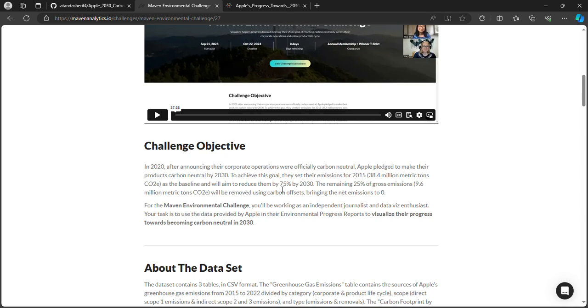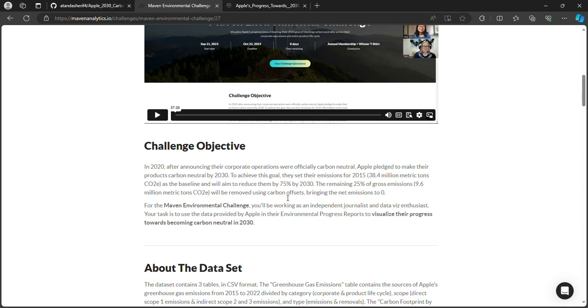So if the emissions released are, let's say, 100%, in this case study, they will be reducing this by 75%. By reducing by 75%, there will be 25% remaining. The remaining 25% will be removed using carbon offset.